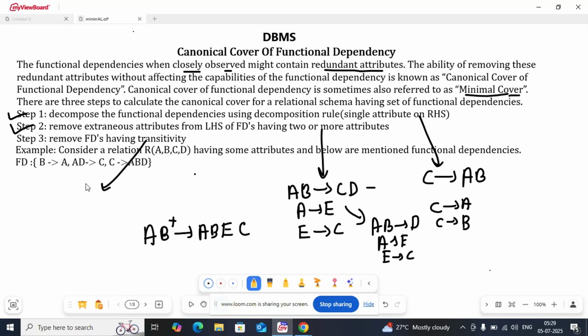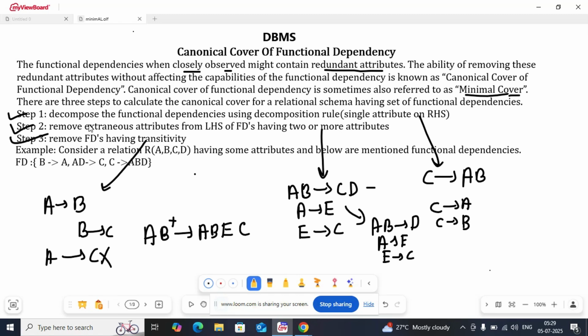What do you mean by transitivity? Suppose I have A tends to B and B tends to C, and I even have A tends to C in my functional dependency. You can see I can get A to B, and B to C. So if I want to get C from A, I can get it, right? A to B, B to C. So there is no need for this extra line. We can remove this transitive dependency. Got it? That is your third step.